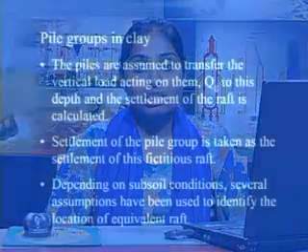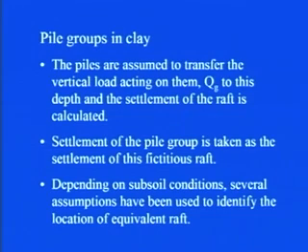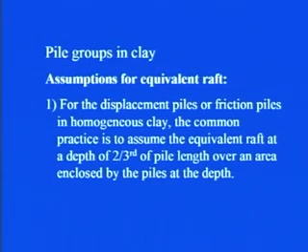Depending on subsoil conditions, several assumptions have been used to identify the location of the equivalent raft. Let us see some of the salient points related to these assumptions. For displacement piles or friction piles in homogeneous clay, the common practice is to assume the equivalent raft at a depth of 2/3 of the pile length, over an area enclosed by the piles at that depth.